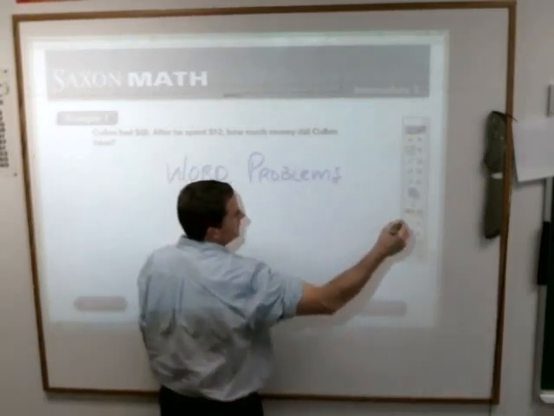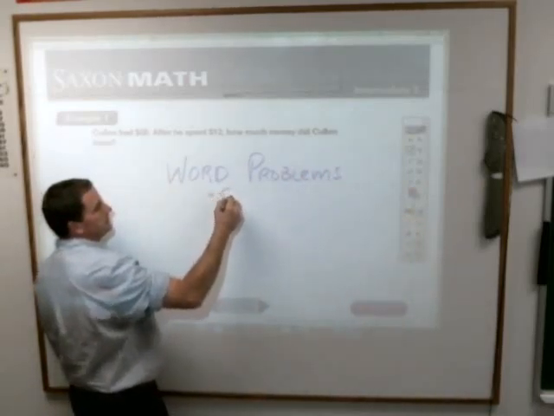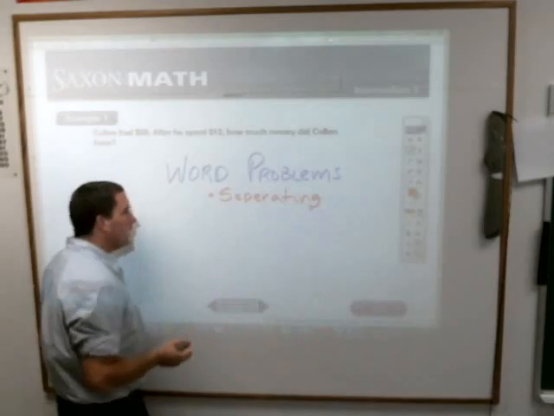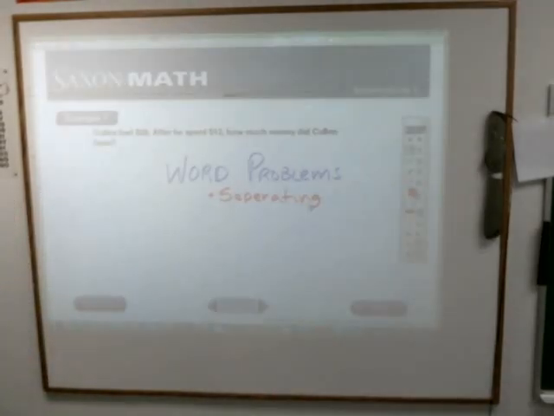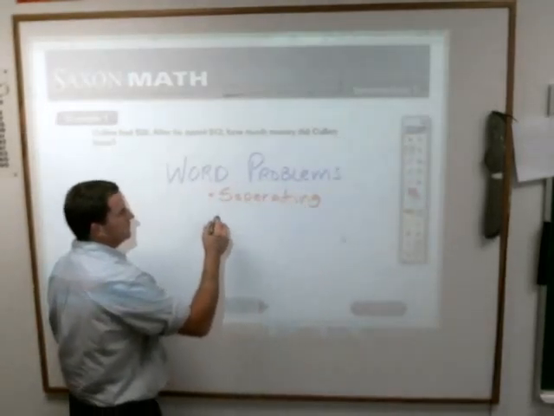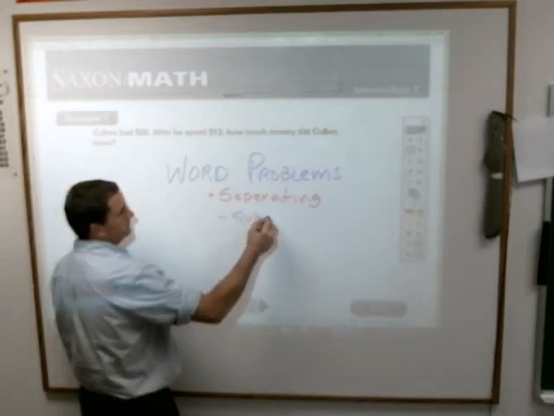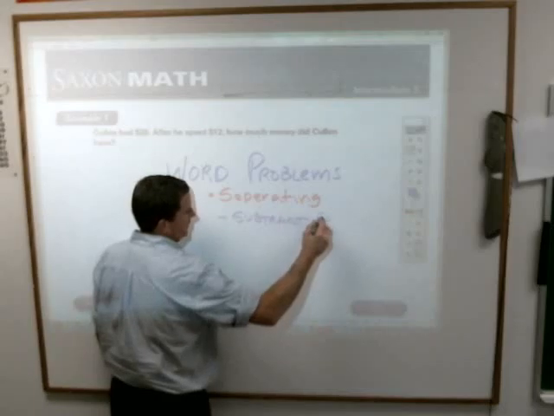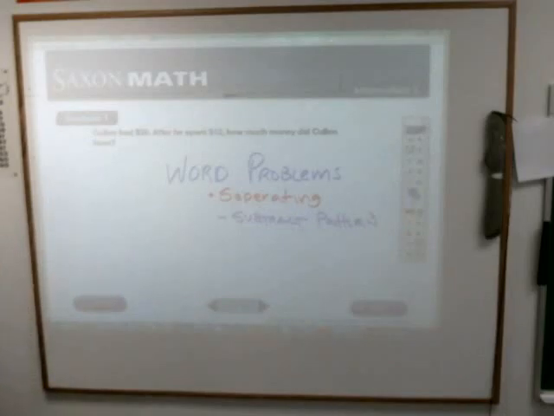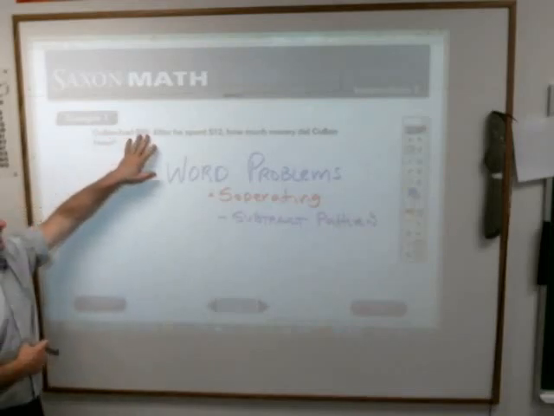The little subsection under word problems is problems that talk about separating things. In other words, taking them apart. When you think about splitting things into two different groups, what type of problem should you think of? This is going to be a subtracting problem. It's actually a subtracting pattern problem, because not always will you do subtraction to find the answer, but it's a subtracting sort of pattern.